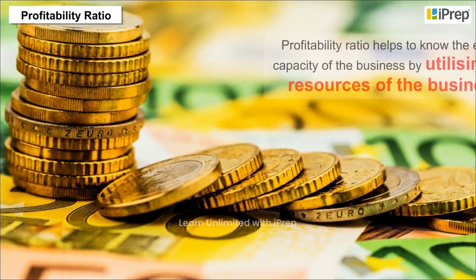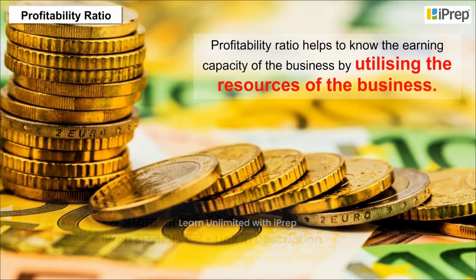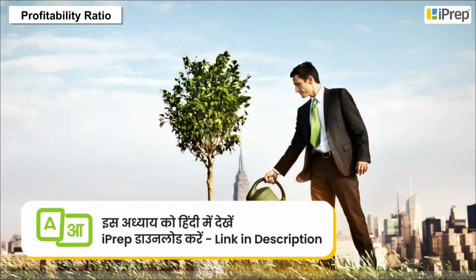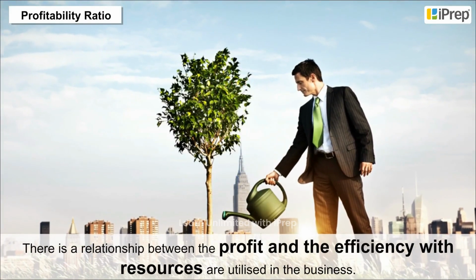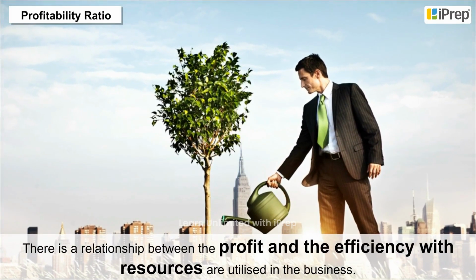Profitability ratio. Profitability ratio helps to know the earning capacity of the business by utilizing the resources of the business. There is a relationship between the profit and the efficiency with which resources are utilized in the business.